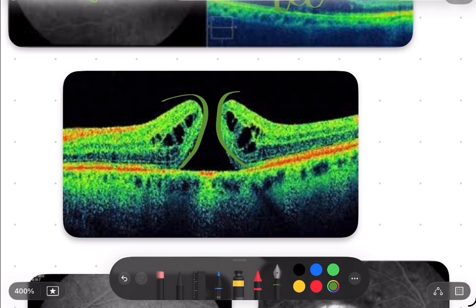The most important thing to remember is there is a full thickness gap. You can see there is a hole. Okay, there is a full thickness gap, and there is loss of foveal contour. So you have a punched out defect.